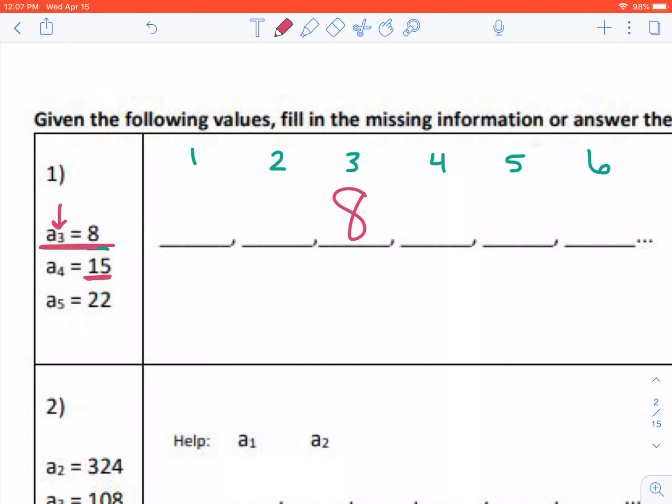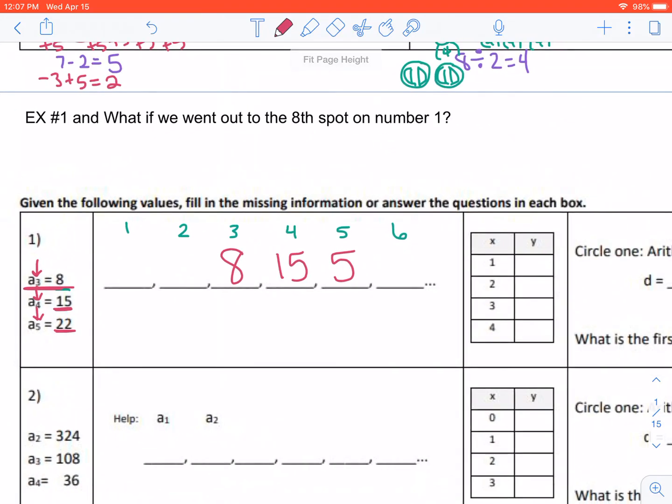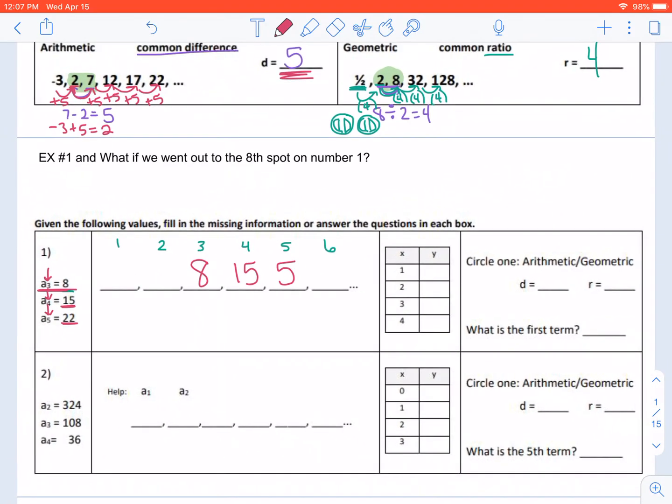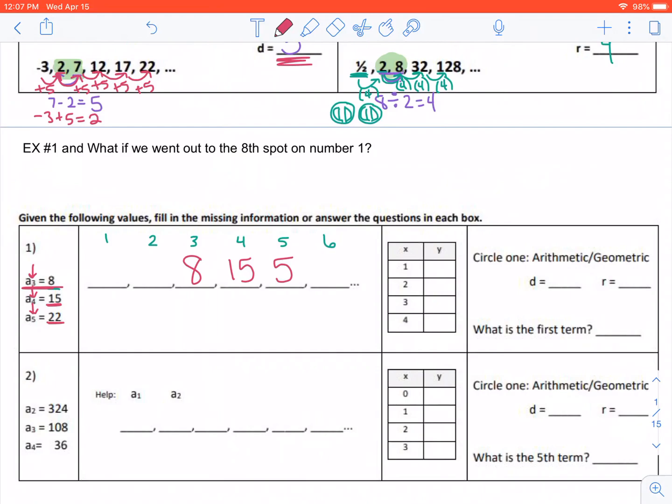Where is this 15 going to go? The 15 is going to go in the fourth spot. Where is the 22 going to go? It's going to go in the fifth spot. So the first thing is to understand about where the numbers are. Now, based on that, you can look in the answers below, and you can possibly do some elimination based on who is in the third spot.